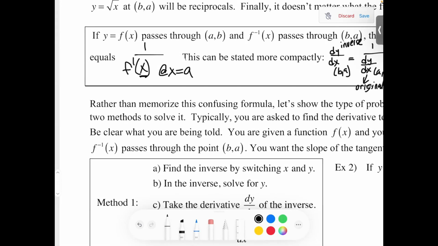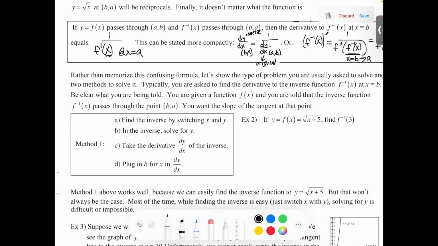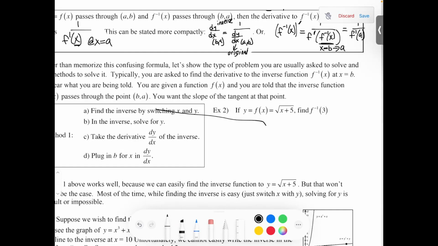Rather than memorize this formula, I would recommend you to memorize it. We're going to go over how to do this a couple ways, and you can pick which way you like the best. So the first way is to actually find the inverse. We're going to switch x and y, and then solve for y if possible. If we can't solve for y, then we're going to have to use implicit differentiation. So let's look at example 2.